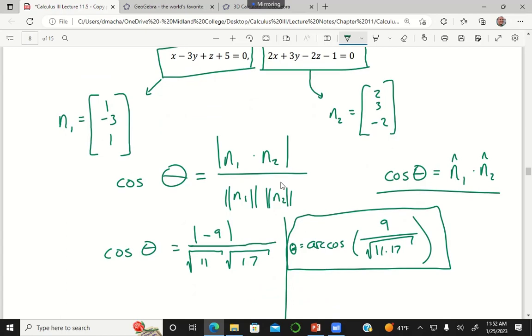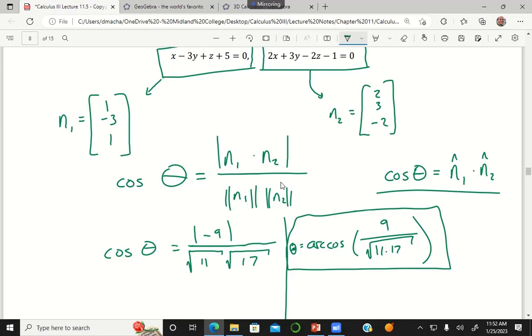But remember that the line of intersection has to be orthogonal to both normal vectors. How do you find a vector that's orthogonal to the two normal vectors? Cross product. The cross product is just a way to give you a vector that is orthogonal to two other vectors. So you do n1 cross n2 to get a vector, and that's how you know the direction of the line of intersection. And then you also need a point along that line of intersection to fully describe the line.